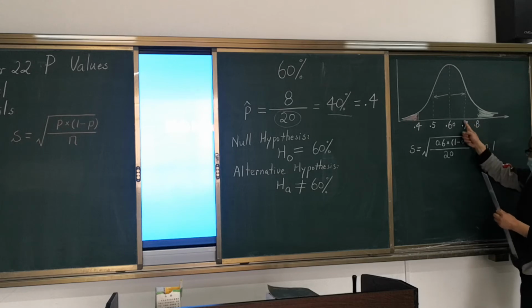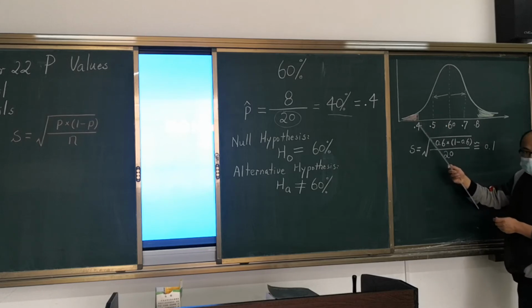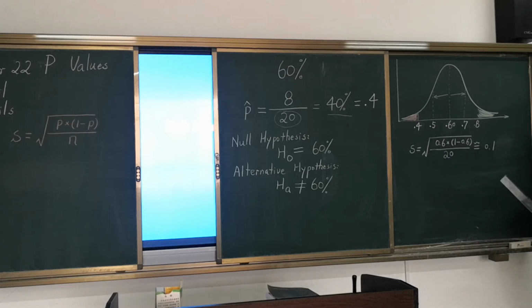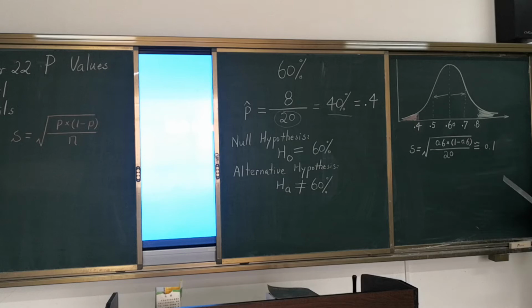This is a 1 z value. This is a 2 z value. Okay, this is a negative 1, negative 2 z value. So the black one is 95%. And the red one plus the green one is 5%.